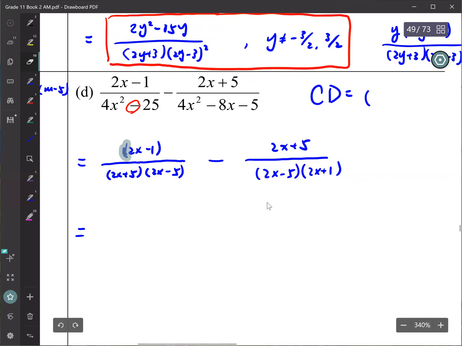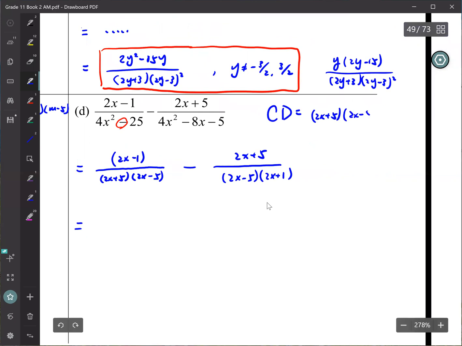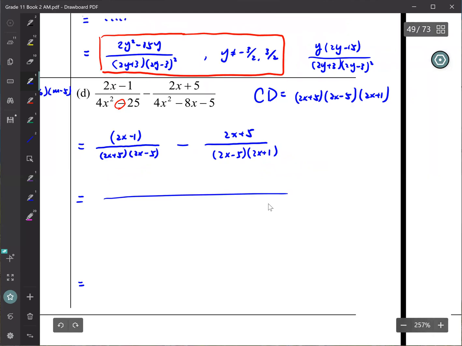Even though there are 4, 2 of them are the same, so we don't repeat it. Okay, so we have 2x plus 5. We need 2x minus 5. We also need 2x plus 1. Okay, so has anyone got the final answer for this one? I think everyone did. Okay, Brendan, what's your final answer for this one? I got 20x minus 24 over 2x plus 5, 2x minus 5, and 2x plus 1.